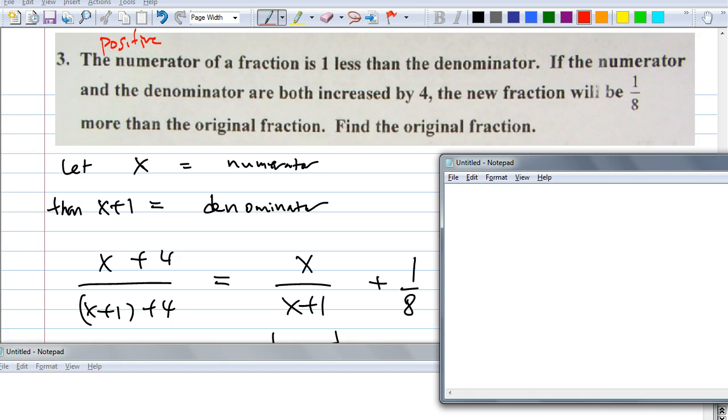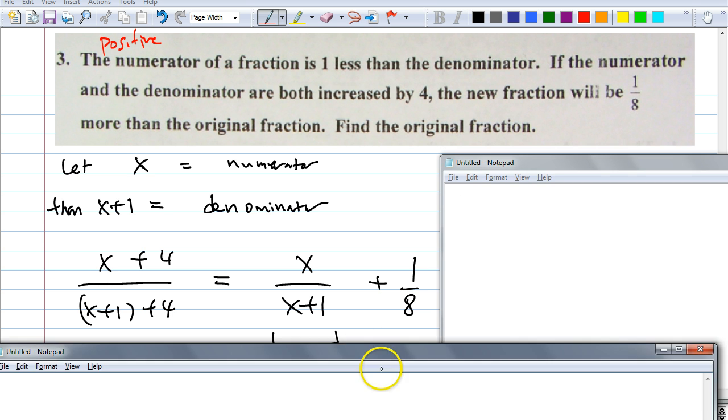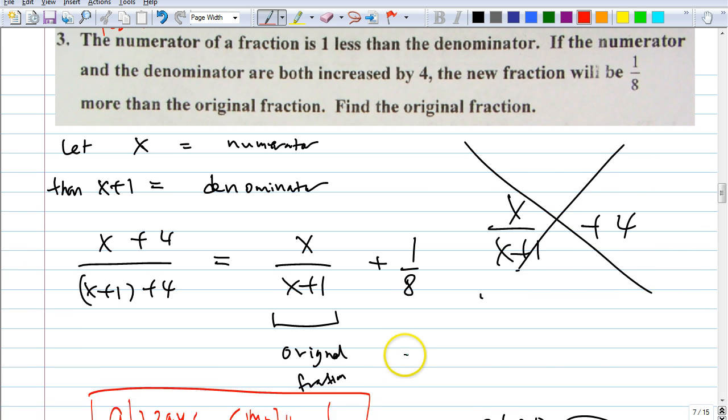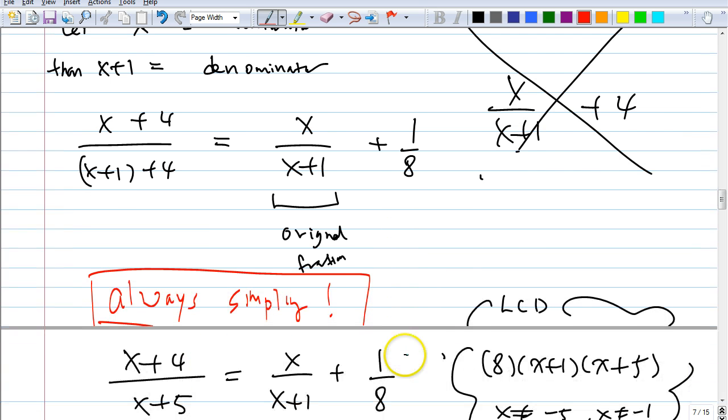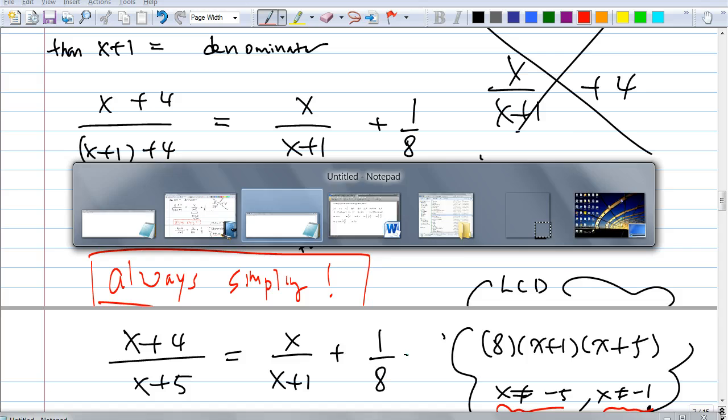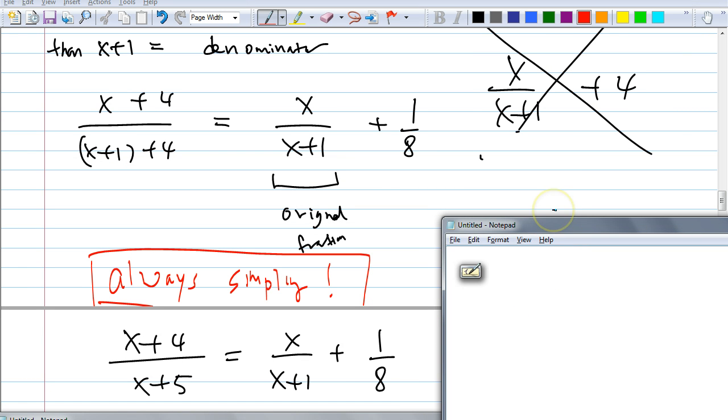And of course, what are we going to do first? Always simplify. Should I leave this denominator as x plus 1 plus 4, or should I leave it as x plus 5? X plus 5, right? That's what I would do. Always simplify. I wrote that down here. Okay, so there it is.